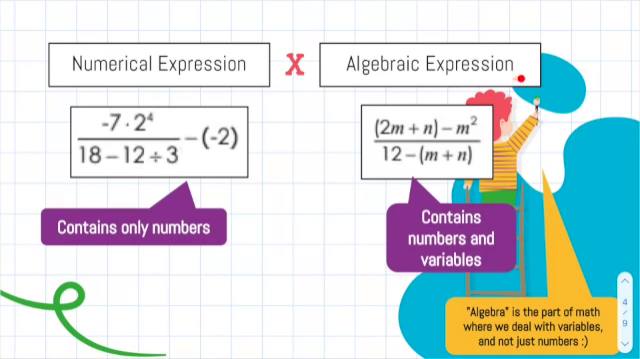An algebraic expression, on the other hand, this is an example of an algebraic expression. It can contain numbers, but it also contains variables, all right? So an algebraic expression contains numbers and variables. Just a quick note, whenever you hear the word algebra, it's the part of math where we deal with variables and not just numbers, okay? So keep this in mind. We're going to be working with both types of expressions, numerical and algebraic expressions, but this is just so you guys understand the difference between them.